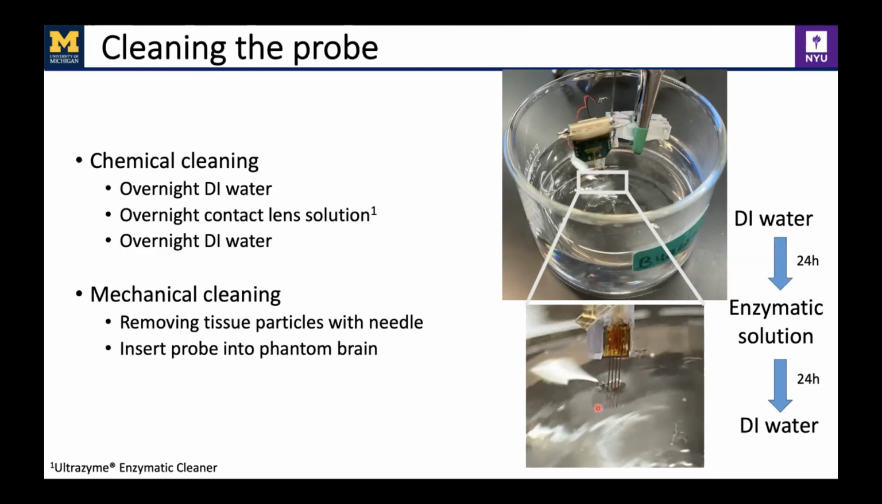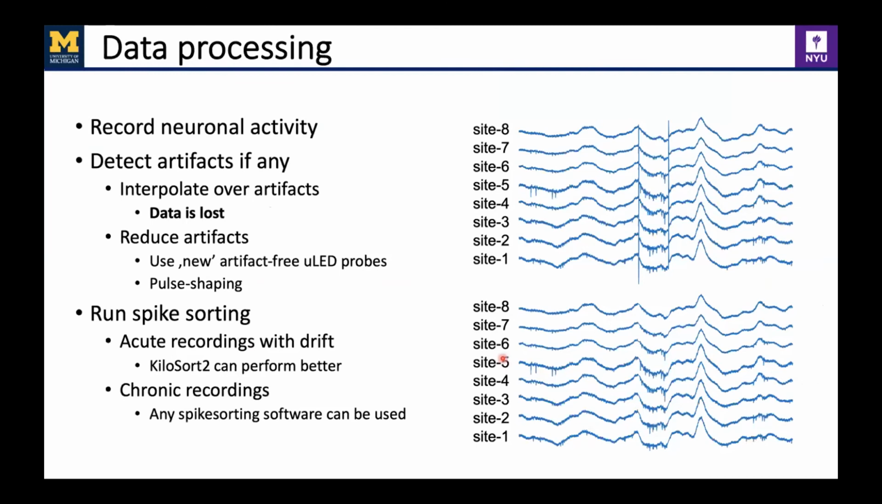And so for data processing, once you have recorded your neuronal activity, you can detect artifacts if there are any. But again, with the newest micro-LED probes, you don't have to worry about any kind of artifacts. If you do see artifacts, then it's highly recommended to remove them before any further processing. So here you can see, I simply interpolated over these artifacts.